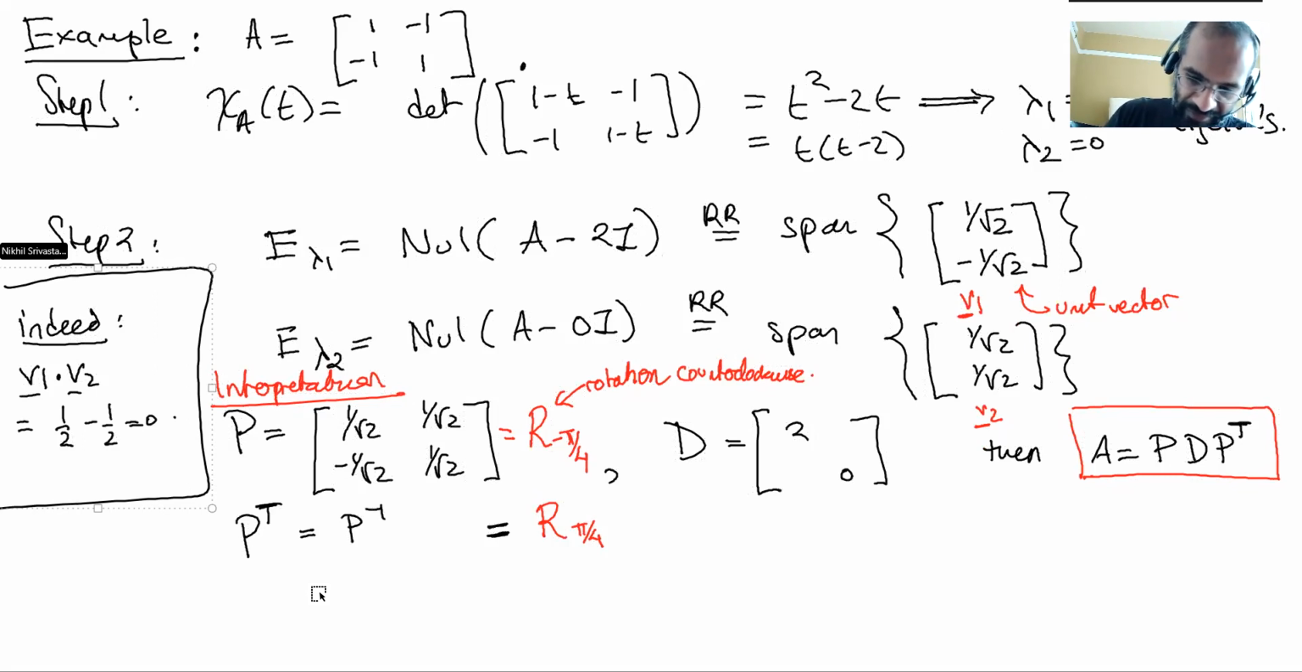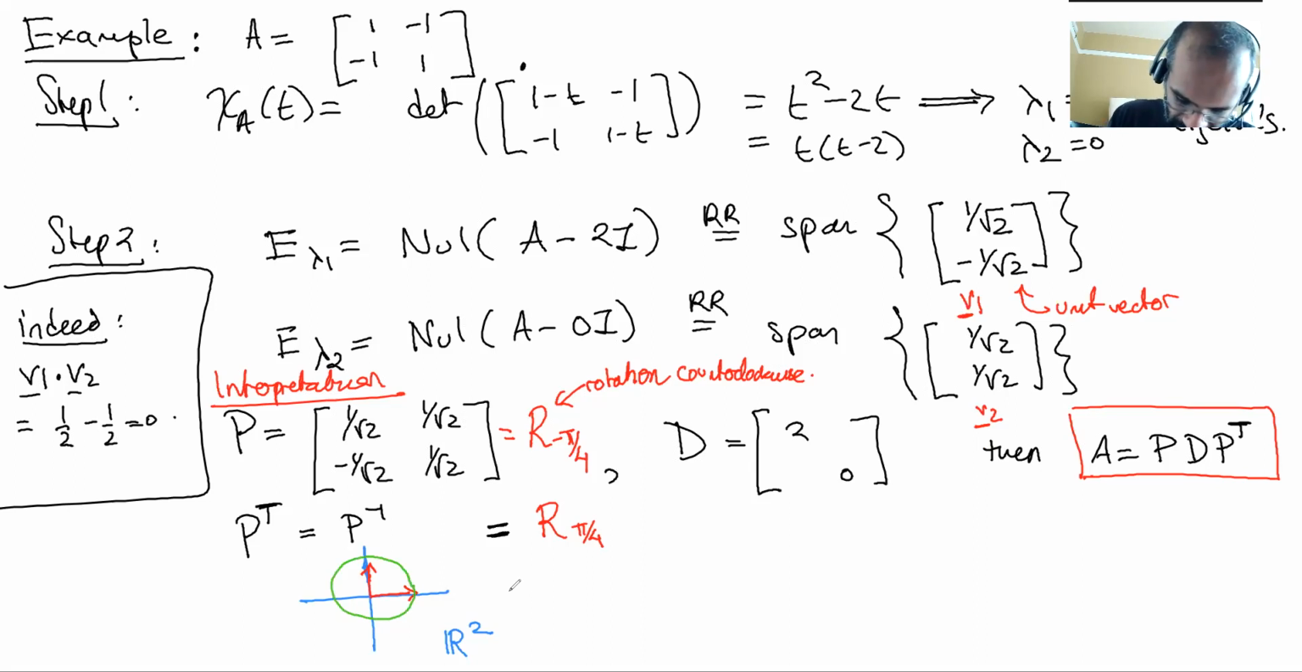So A is equal to P D P transpose. And let me just draw what this does to R2. So here I have a copy of R2. And I'm drawing the standard basis vectors. And just for illustration, I'm going to draw a circle around them.